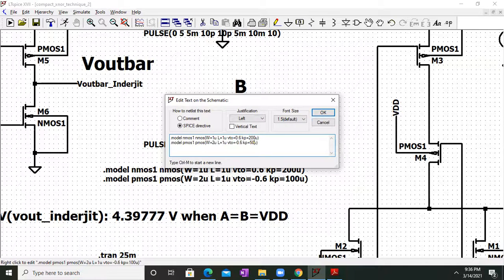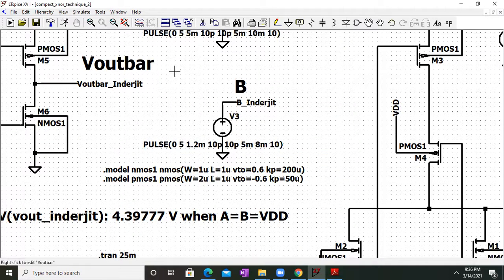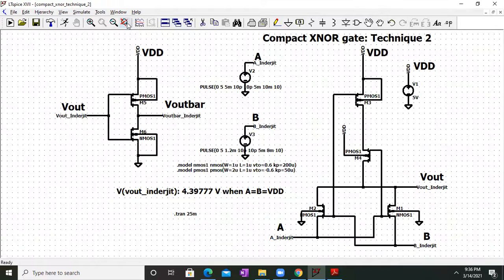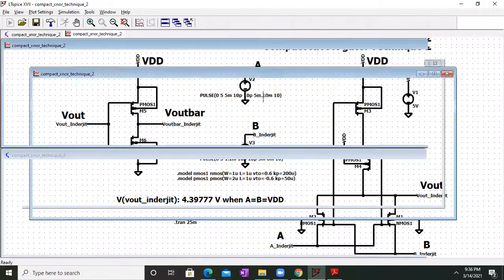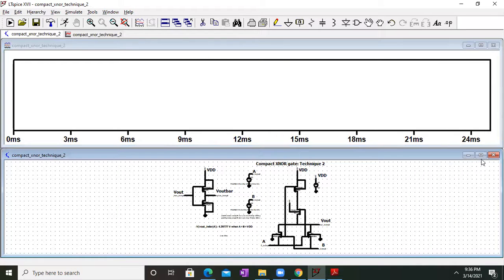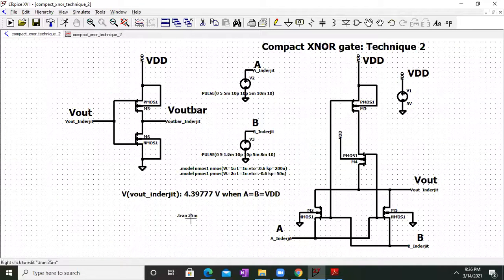Let me set it so that this will make the pull down network stronger compared to your pull up network. Okay, now let me simulate this. So I'll go to simulate, click on run, and I'll get a blank screen. So we have given here dot tran with a 25 millisecond duration.